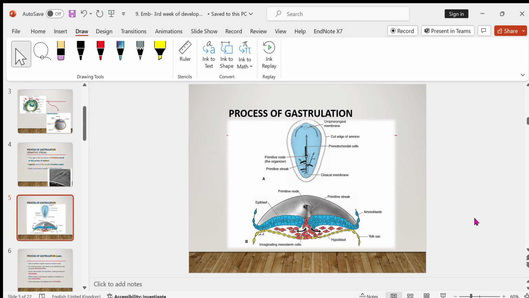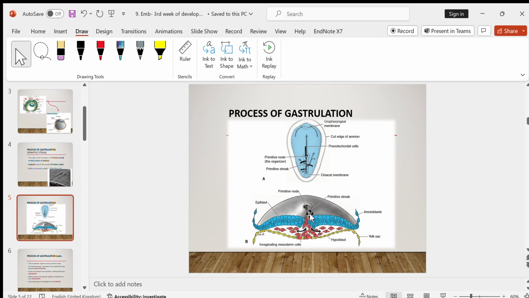The process of gastrulation is such that the cells of the epiblast start invaginating in this primitive streak. This blue layer is the epiblast layer. The cells start detaching from this layer and start invaginating into the primitive streak. This is the process of invagination.